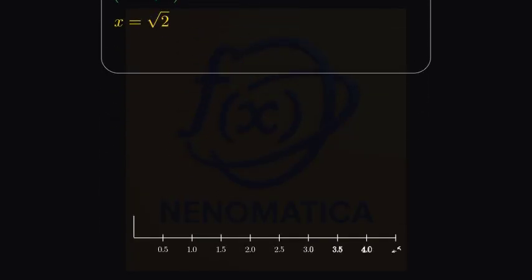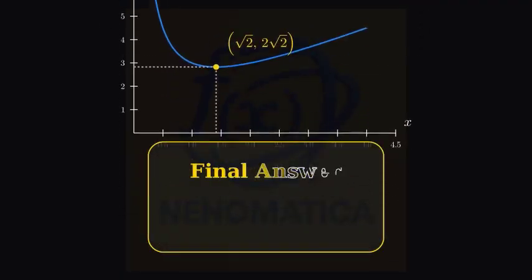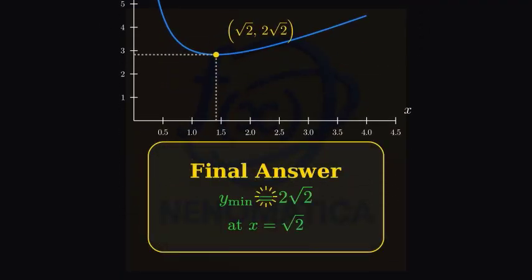To confirm visually, here is the graph of x plus 2 over x for positive x. Notice the curve decreases, reaches a lowest point, and then increases. The lowest point occurs precisely at x equals root 2, where the y value is 2 times the square root of 2. Final result. The minimum value of the function x plus 2 over x for x greater than 0 is 2 times the square root of 2, and it occurs at x equals root 2.